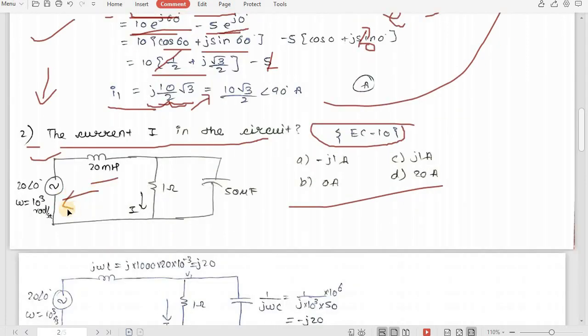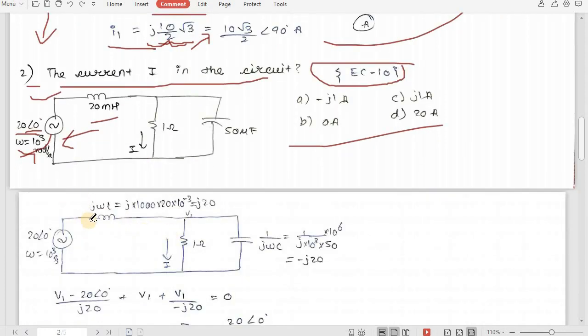So if you observe this circuit carefully, here in the input voltage source it is given that you have a voltage of 20 angle of 0 degree and omega is mentioned, which is 10 raised to 3 radian per second. We are going to use this omega to convert this L into its reactance. So L will be converted to j omega L. So j into 20 into 10 raised to minus 3 into omega. Omega is 10 raised to 3. So if we convert this, it will be j omega L, j into 1000 into 20 into 10 raised to minus 3, so it will be j20.